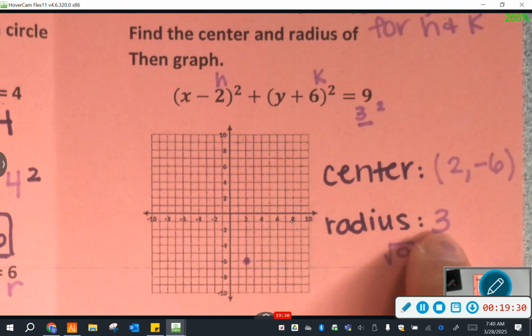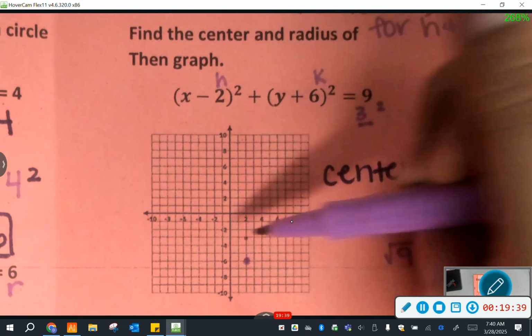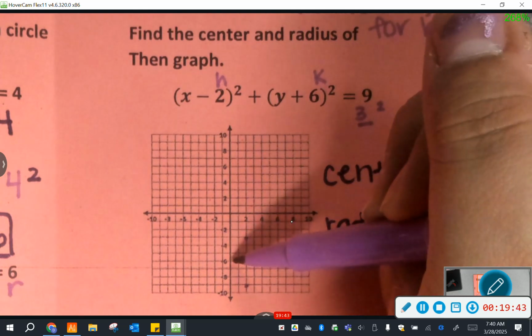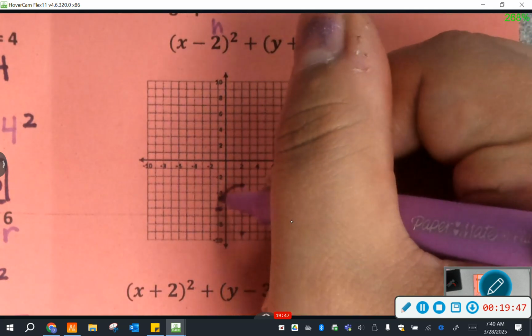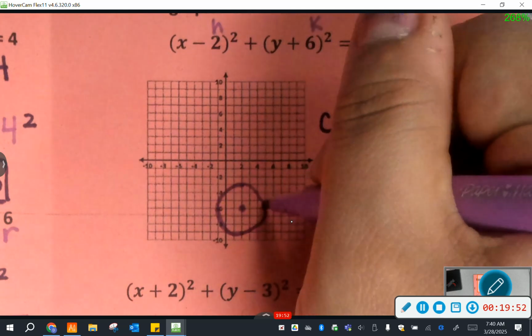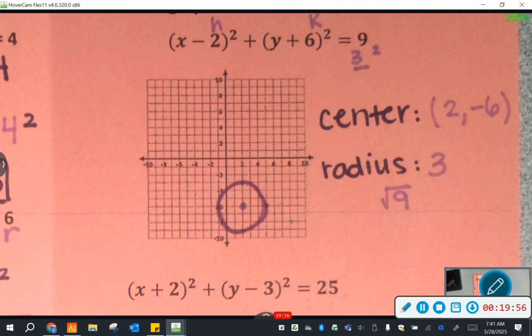Look up. If this has a radius of 3, I'm going to go left 3, right 3, up 3, down 3. Please watch. Go 1, 2, 3, 1, 2, 3, 1, 2, 3, 1, 2, 3. And then I am going to connect and make what I hope is a circle. I'm not the best artist, and that's how you graph this. Now your turn, please.